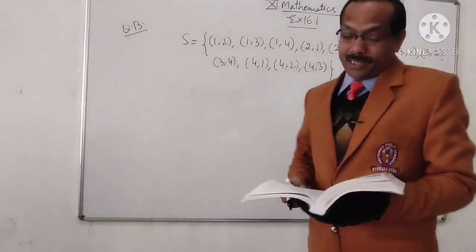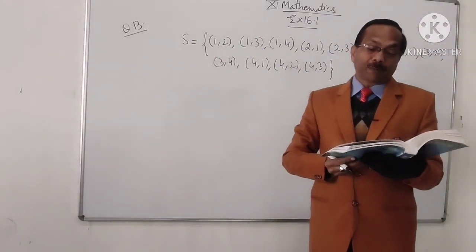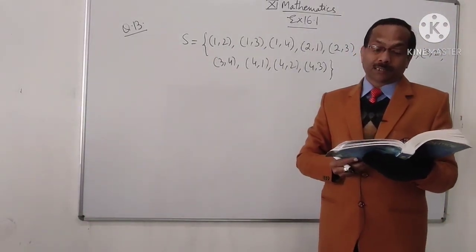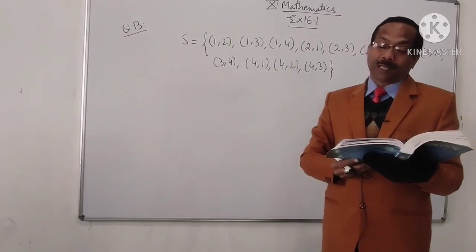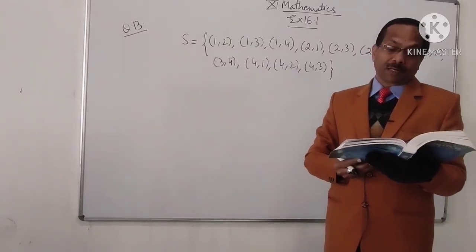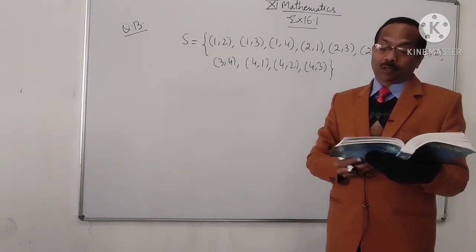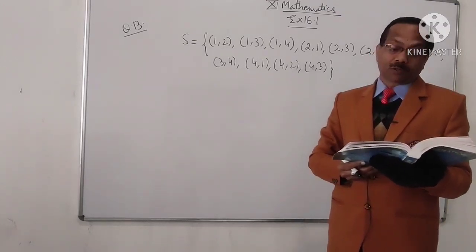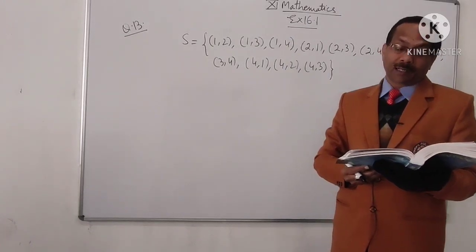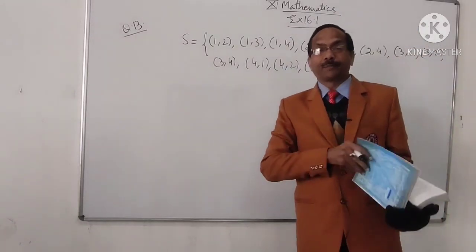Now, student, next is: an experiment consists of rolling a die, then tossing a coin once if the number on the die is even. If the number on the die is odd, the coin is tossed twice. Write the sample space for the experiment.